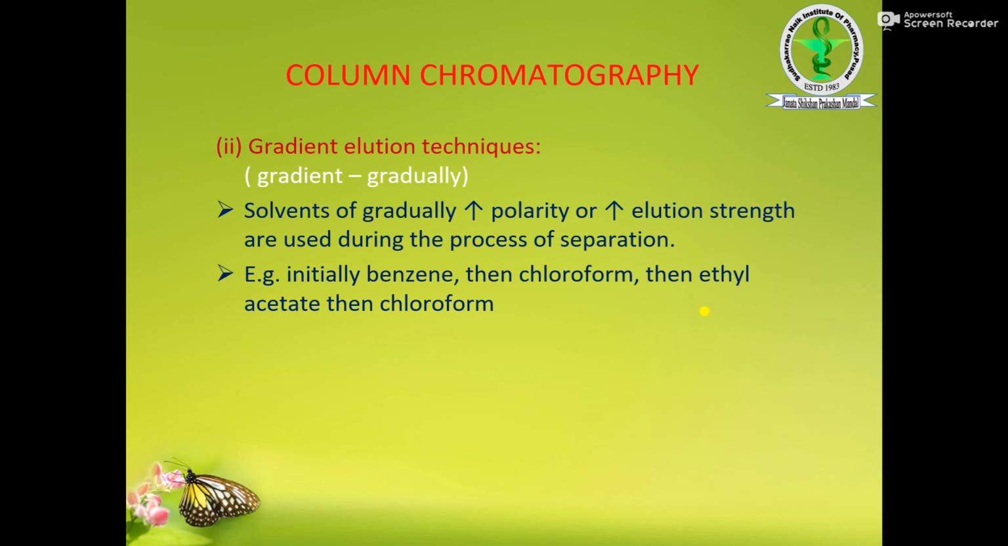Then the gradient elution technique. Solvents of gradually increased polarity or increased elution strength are used during the process of separation. We need less polar first, then solvents of gradually increasing polarity are used. So initially benzene, then chloroform, then ethyl acetate, then chloroform.